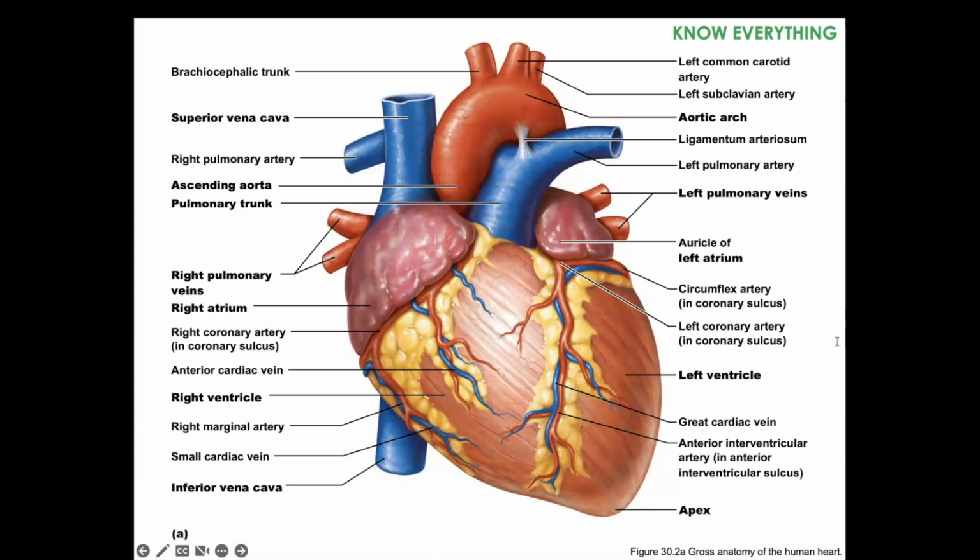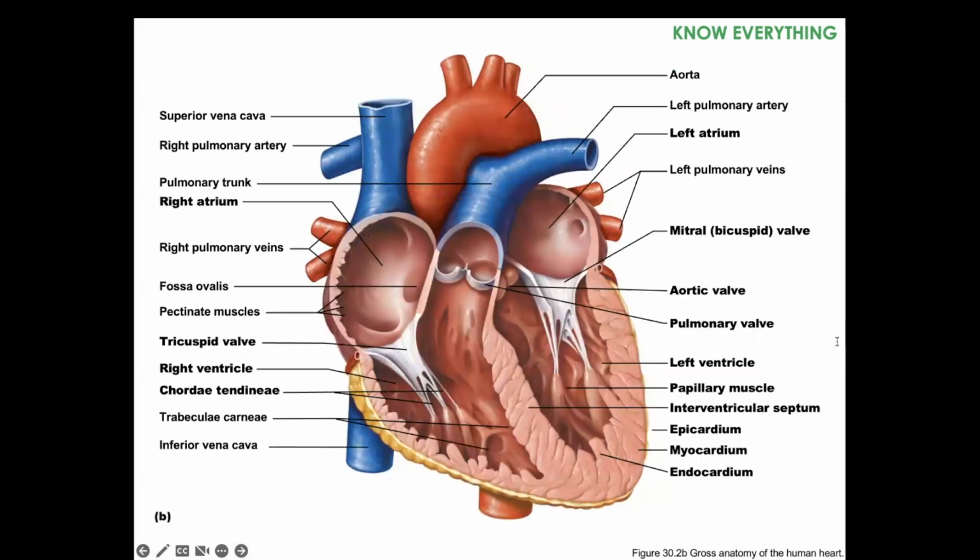The heart also has its own set of blood vessels because it is a living tissue and needs its own blood supply. The smaller blood vessels, like the anterior cardiac vein, the small cardiac vein, and the left and right coronary arteries, will help facilitate cardiac tissue blood flow.